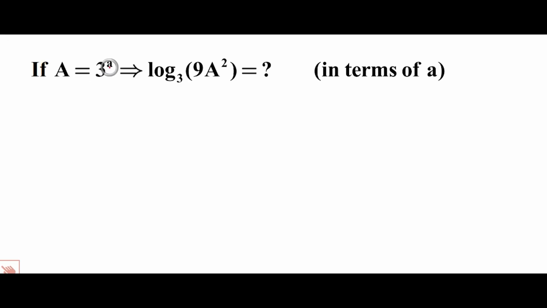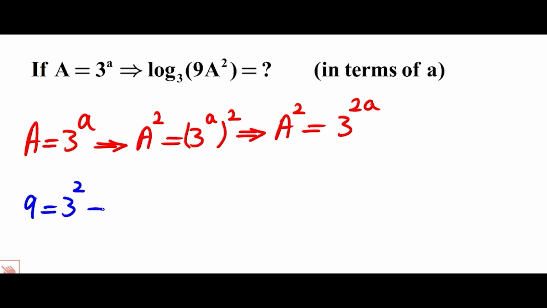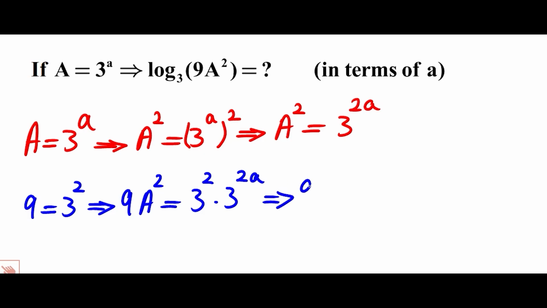If a equals 3 to the power of a, what is the value of log base 3 of 9a squared in terms of a? Since a equals 3 to the power of a, we have a squared equals 3 to the power of a squared, right? So a squared equals 3 to the power of a times 2, which means 2a. Also, 9 equals 3 squared, right? So 9a squared equals 3 squared times 3 to the power of 2a. So we have 9a squared equals 3 to the power of 2 plus 2a, or 2a plus 2.